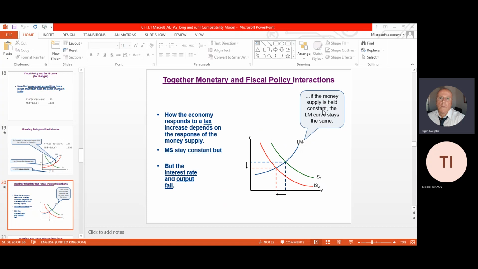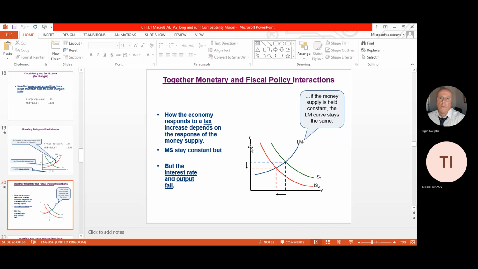If the money supply is held constant, the LM curve stays the same. This is not changed, but the tax increase affects the economy and reduces it, doesn't it? This is important because the money supply is now constant, but the IS curve, investment saving, on this, let's say, green line, moving to the red line, is reducing the interest rate and the output to the lower level.